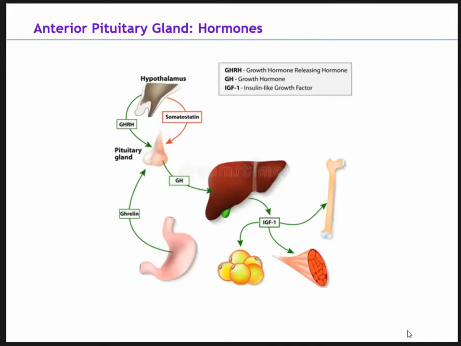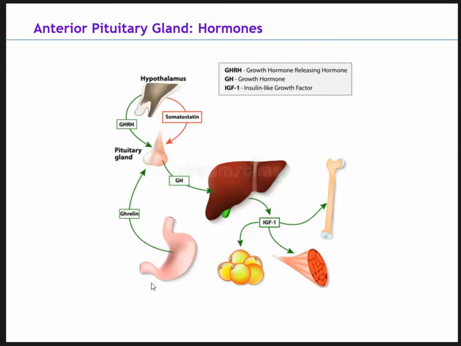So let's look at this picture here. All right, so somatostatin will impact the pituitary gland, released from the somatrophs. And then we also have GHRH. So that's growth hormone releasing hormone, which will cause the pituitary to release growth hormone. It will impact the liver, which will release IGF. So IGF is released from the liver. It's also released from muscle fibers, which we'll talk about later. And it has a direct effect on bone, muscle, and then fat.